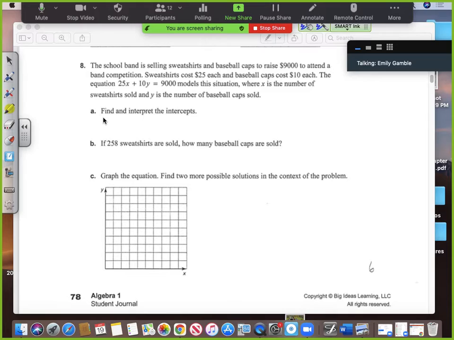It's asking us first, in letter A, to find and interpret the intercepts. That means find the x and y intercept, and what does that mean? And B, it's telling us 258 sweatshirts are sold, how many baseball caps are sold. And then C, it wants us to try and graph this equation. I want to give you a few minutes to get started on this. I don't think you're going to have time to do the whole thing on your own. I'm going to stop you probably at like 9:06 so that I can go over it with you. So take like 4 minutes to get a start on this on your own, and then I will finish it with you and go over the answers together as a group.